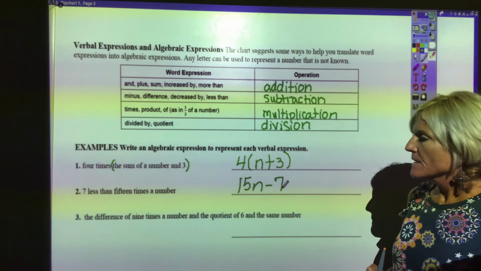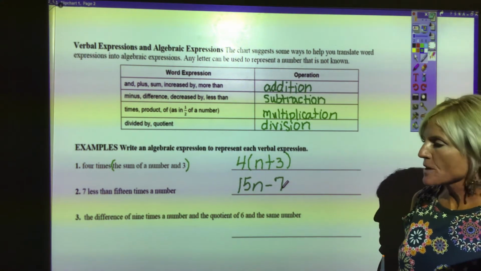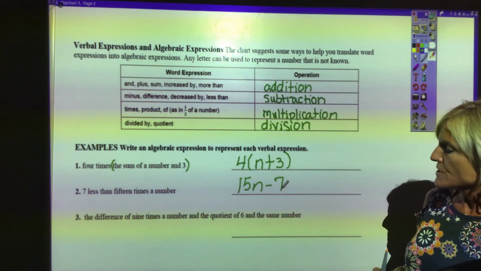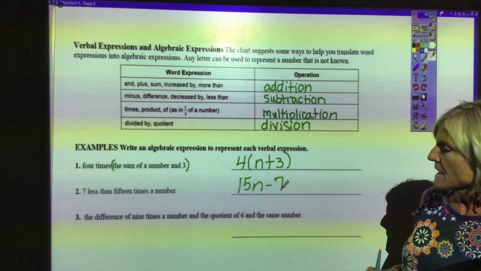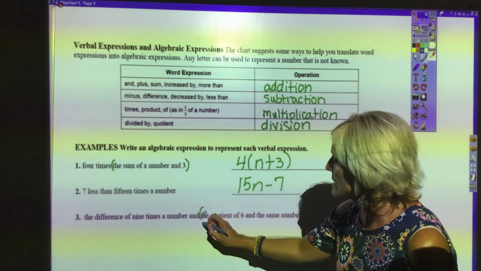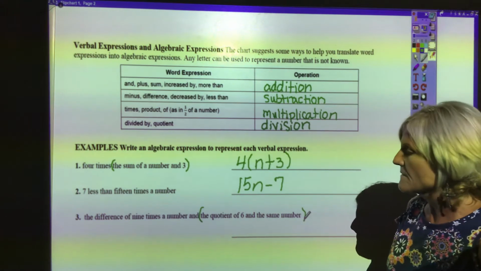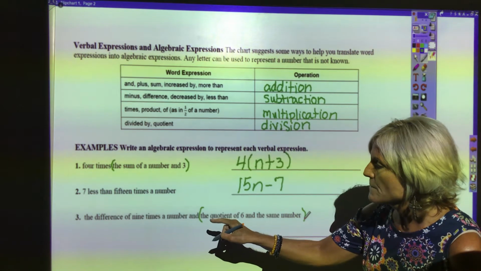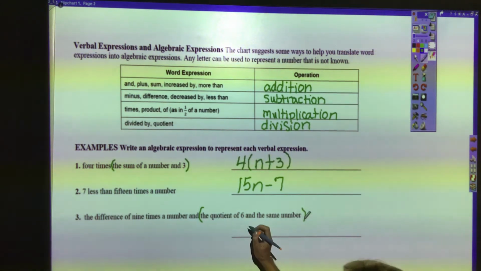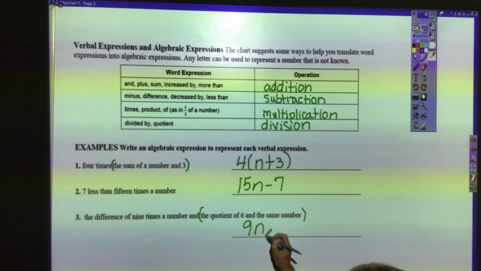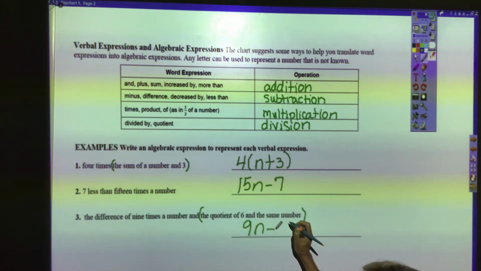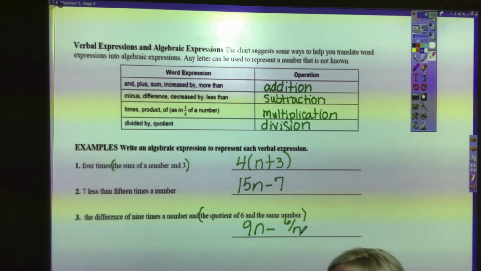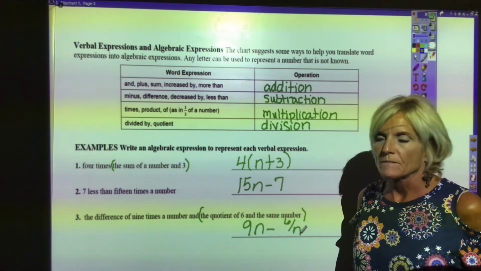And for number 3, the difference, again, means subtraction, of 9 times a number and the quotient of 6 and the same number. Here's a big chunk, the quotient of 6 and the same number. So we've got the difference of 9 times a number, so we'll have 9n. We're taking the difference of that and the quotient of 6 and the same number. So 9n minus 6 over n.